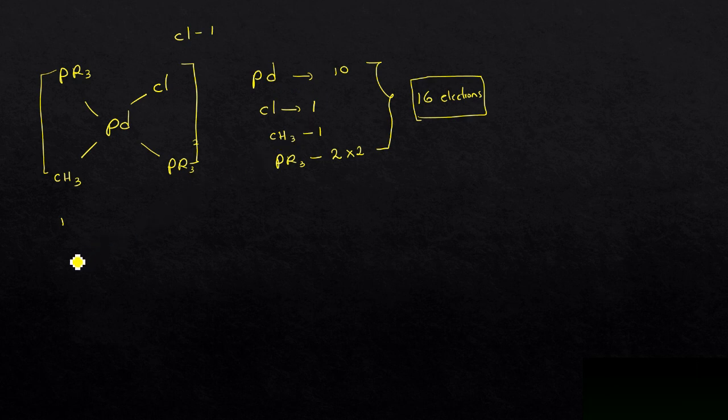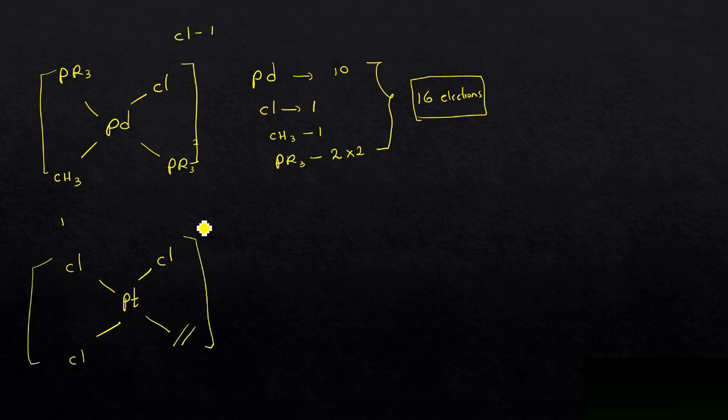So for the next example, let's take an example with a charged one. Here we have platinum, and here we have chlorine, another chlorine, and an olefin. The total charge is minus. Now try it yourself. Pause the video and try it yourself.